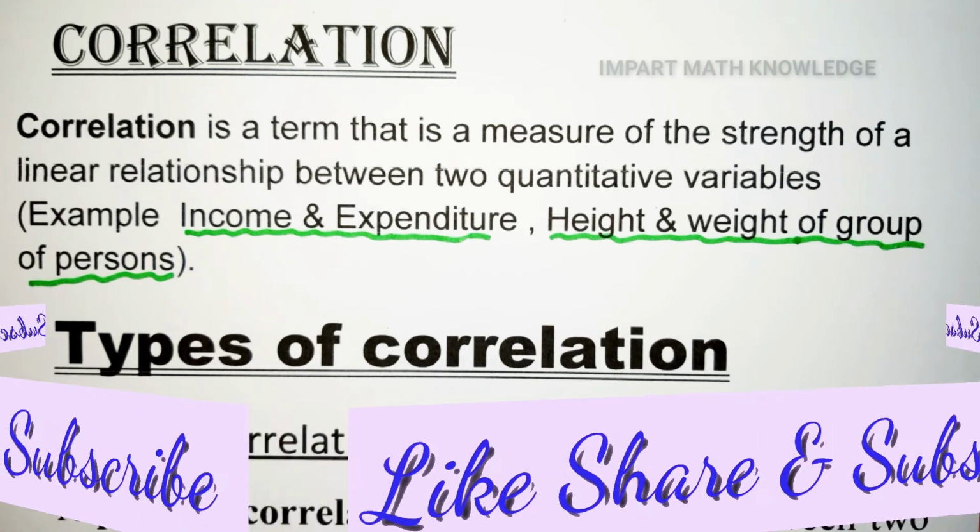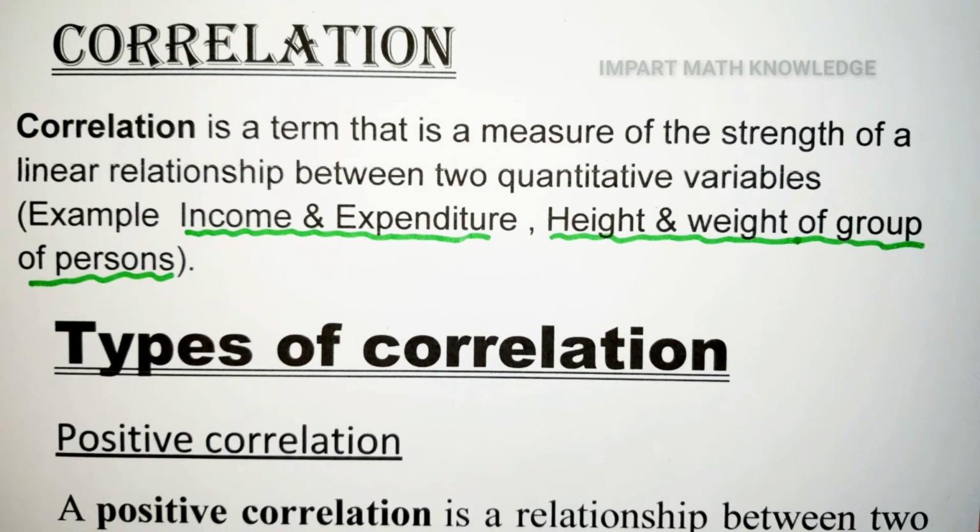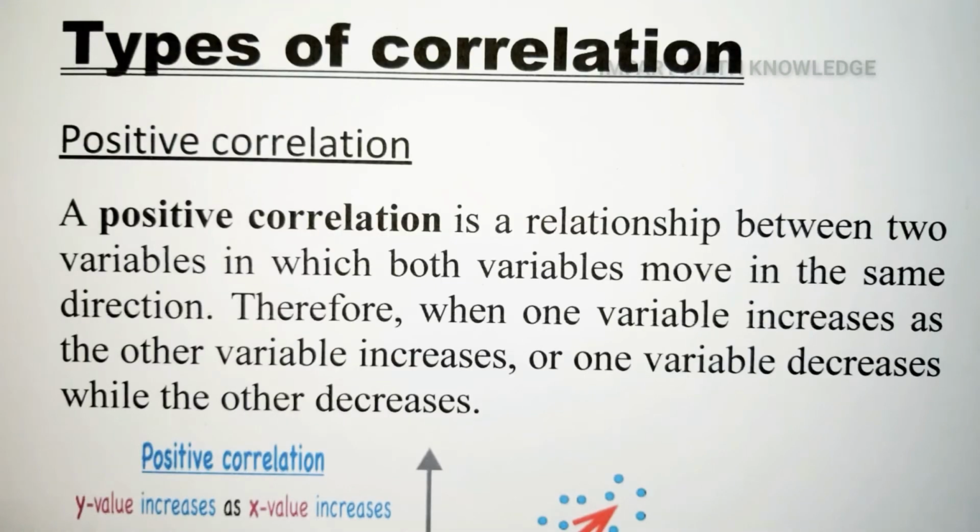This video is about correlation. Correlation is the relation between two or more variables. Example, income and expenditure, height and weight of group of persons. Types of correlation. First one, positive correlation.